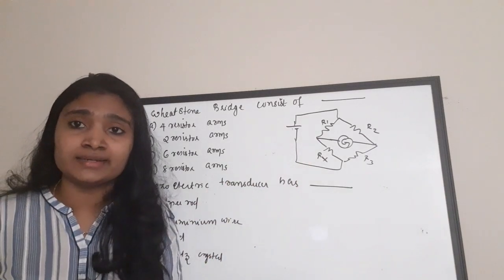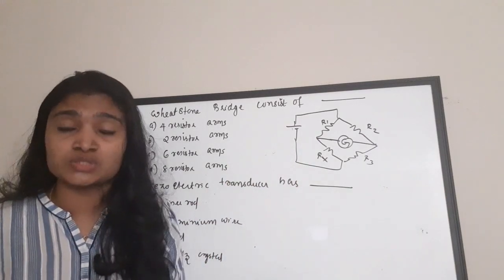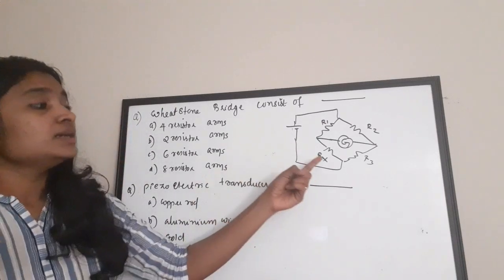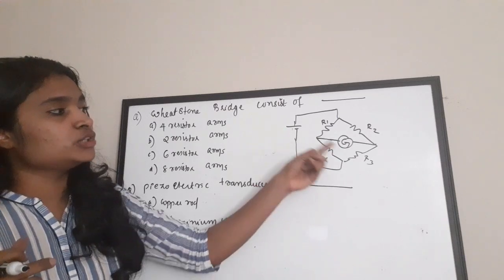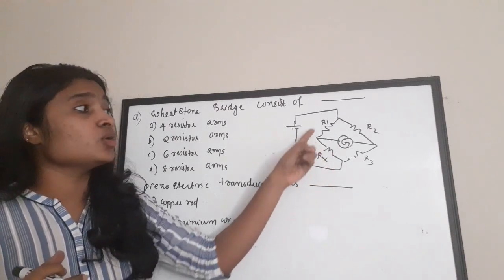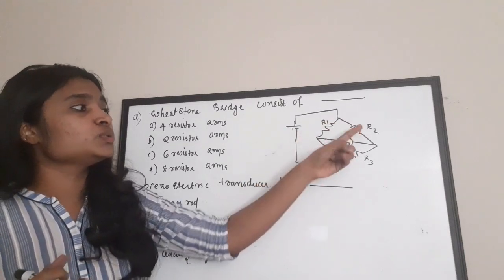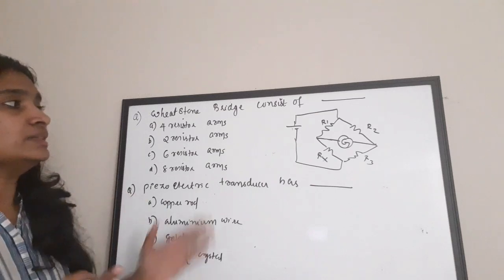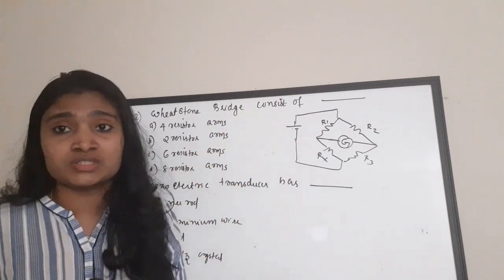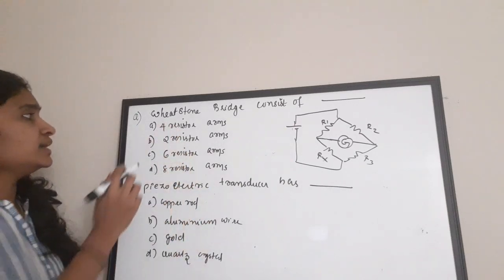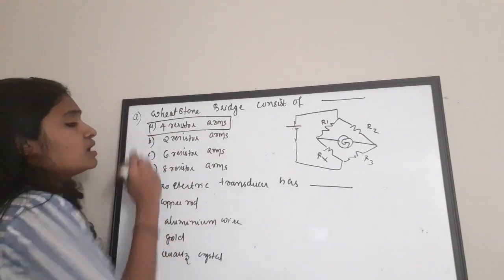The use of a Wheatstone bridge is to find the value of an unknown resistance. Here this unknown resistance is connected to one arm of a Wheatstone bridge, which originally consists of 1, 2, 3, 4 resistor arms. So this is the basic thing about a Wheatstone bridge. The correct answer for this question is option A, which is 4 resistor arms.